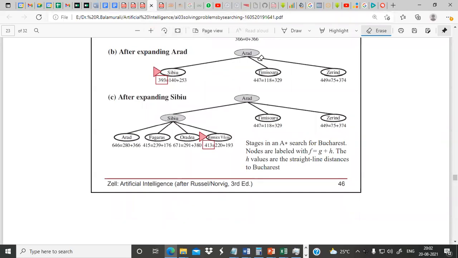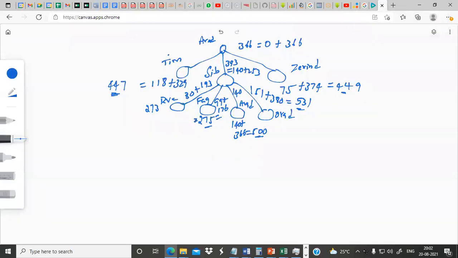See, what is the cost of reaching from Arad to CBU? It is 140. This 140 should be added to all these things. So that 140 I'm missing here, because it is a cumulative cost. So when you add 140 to all these, at what cost do you reach? We are reaching Arad to CBU at the cost of 140, right? So that also should be added to this.